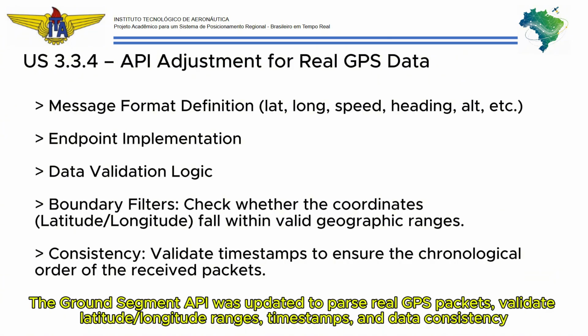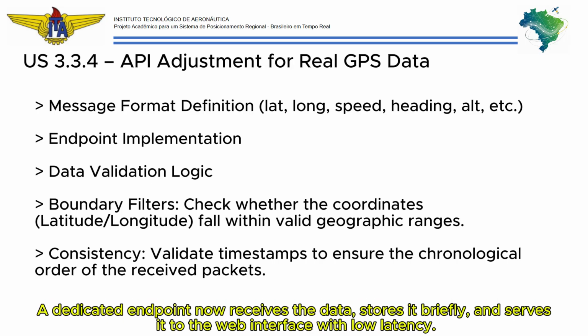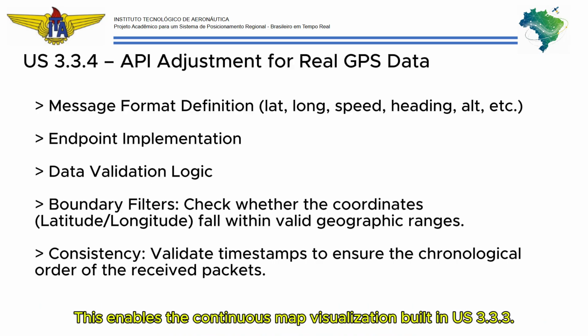The ground segment API was updated to parse real GPS packets and validate latitude/longitude ranges, timestamps, and data consistency. A dedicated endpoint now receives the data, stores it briefly, and serves it to the web interface with low latency. This enables the continuous map visualization built in US 3.3.3.